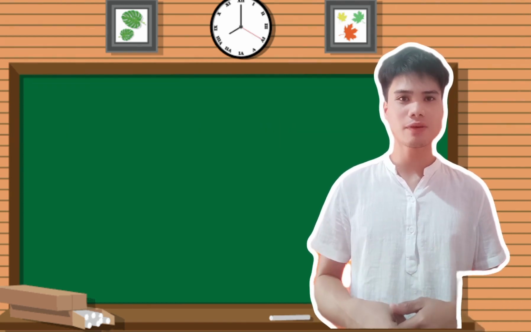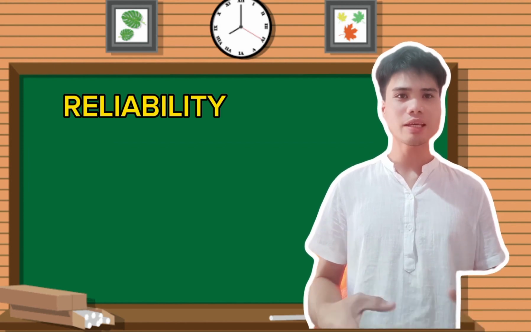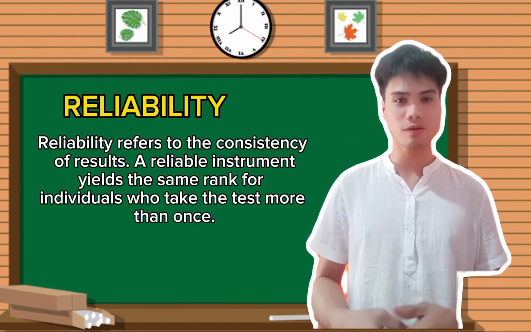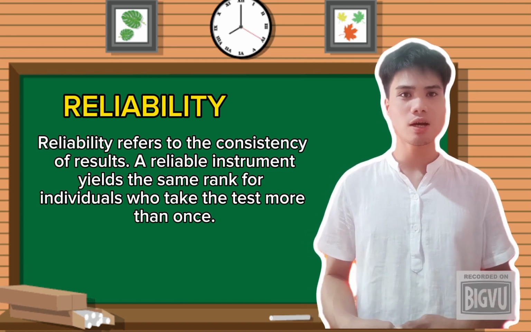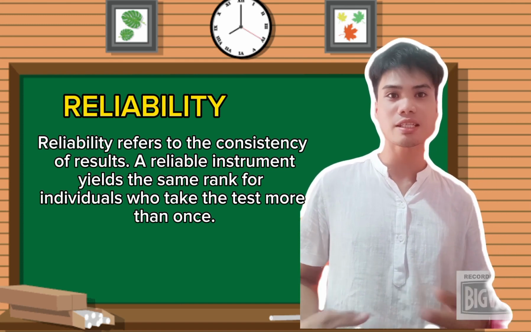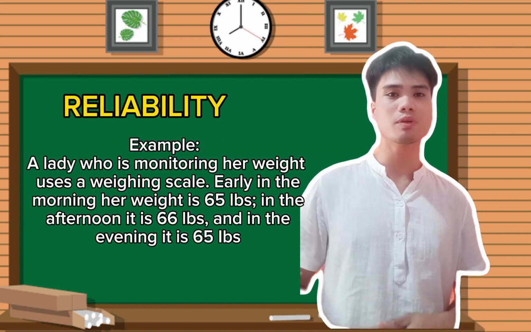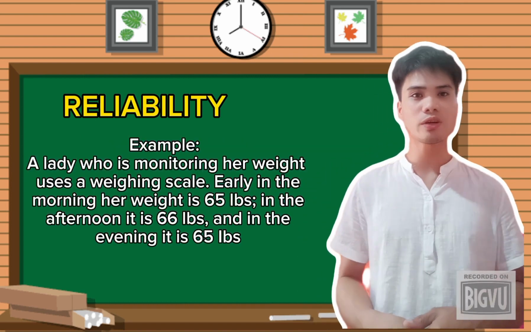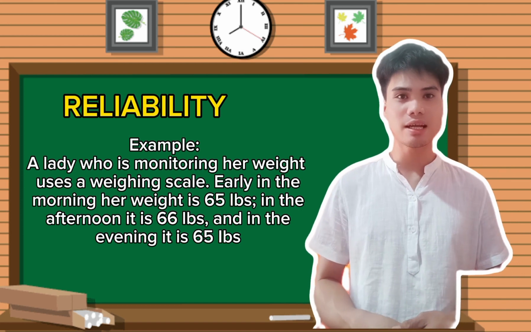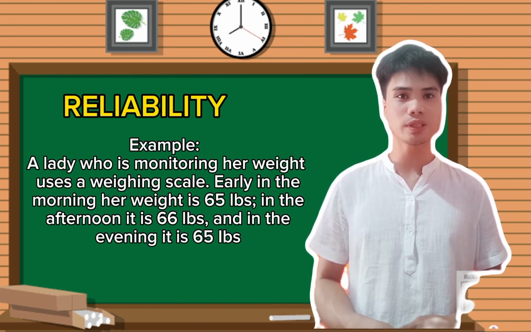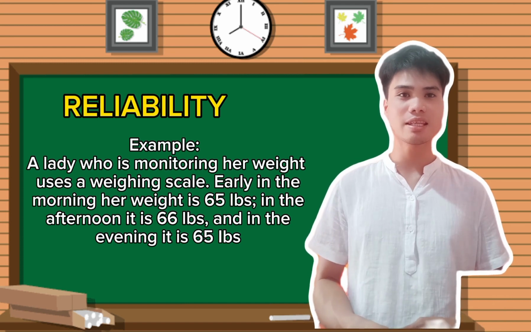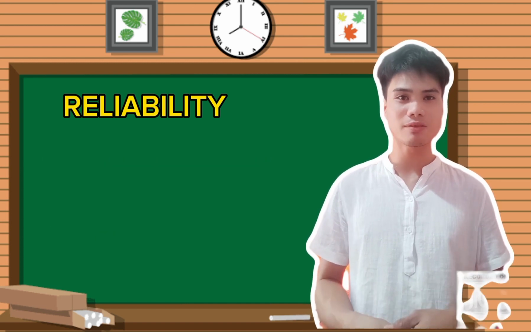And now let us have reliability. Reliability refers to the consistency of results. A reliable instrument yields the same rank for individuals who take the test more than once. For example, a lady who is monitoring her weight uses a weighing scale. Early in the morning, her weight is 65 pounds. In the afternoon, it is 66 pounds. And in the evening, it is 65 pounds.